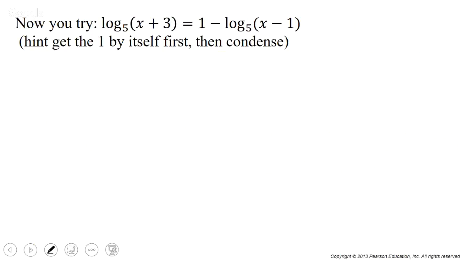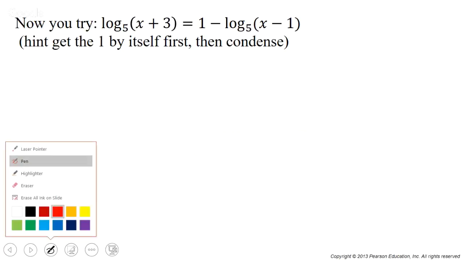So now I want you to try this problem. Now there's a little trick. You just need to get the 1 by itself, and then it works just like the previous problem. I'll pause and let you solve this. Try it on your own. Okay, now let's work this one.